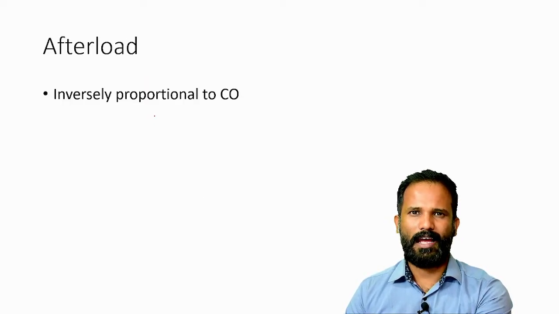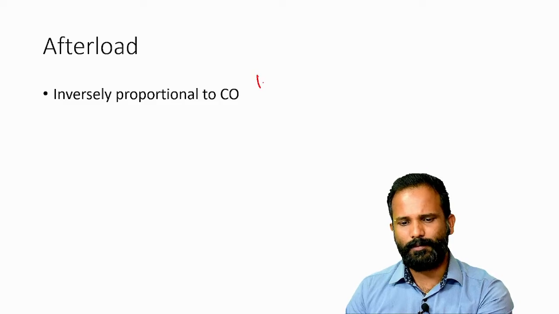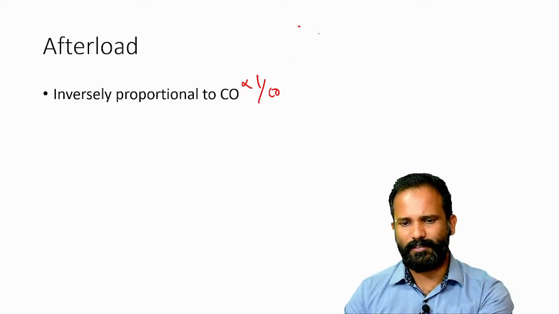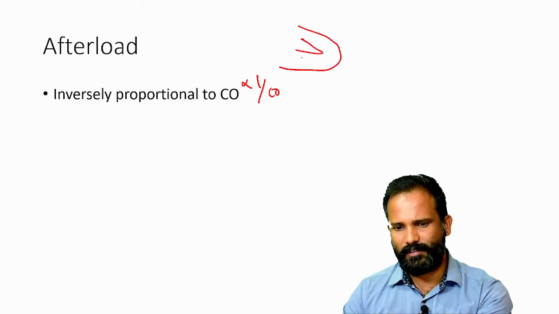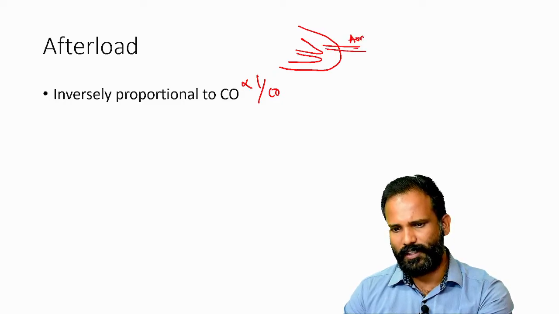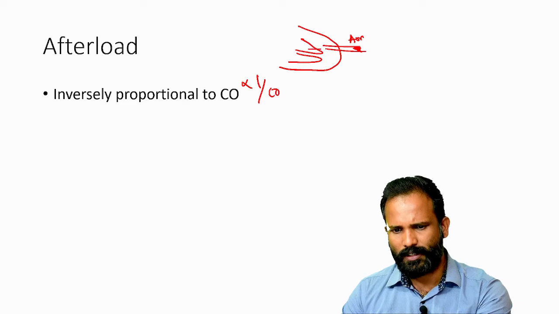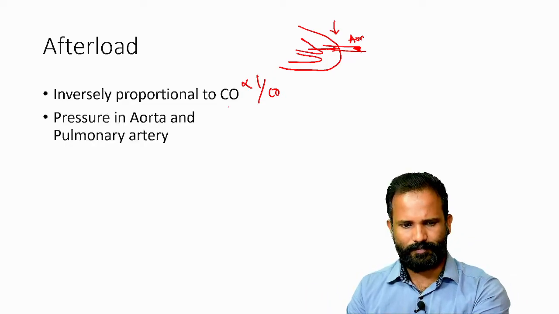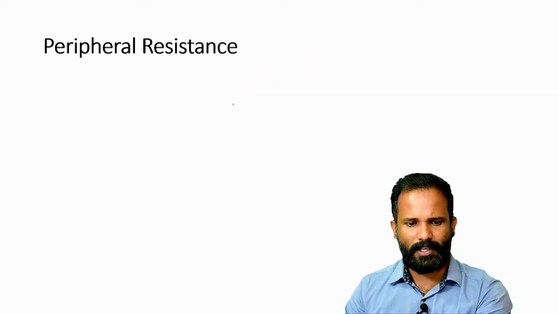Afterload. Afterload is inversely proportional to cardiac output. What is happening in the afterload is, if this is the ventricle and this is the aorta, and the pressure in the aorta is more, the output is reduced because it is opposing the outflow. So this is the pressure in the aorta and pulmonary artery.